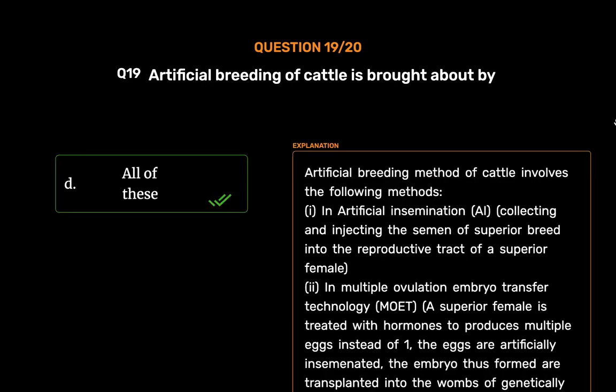All of these. Artificial breeding methods of cattle involve the following. 1. In artificial insemination, AI, the semen of a superior breed is collected and injected into the reproductive tract of a superior female. 2. In multiple ovulation embryo transfer technology, MOET, a superior female is treated with hormones to produce multiple eggs instead of one. The eggs are artificially inseminated. The embryos thus formed are transplanted into the wombs of genetically lower breed for development.